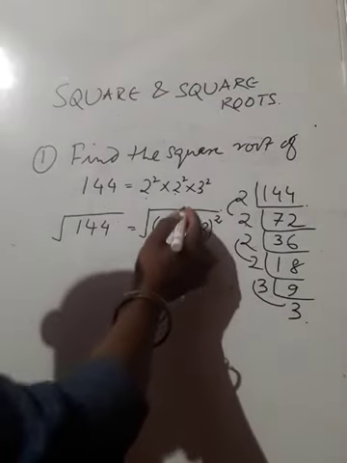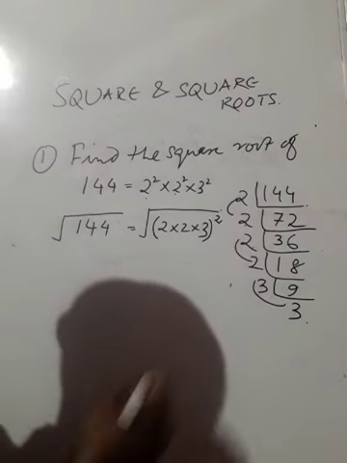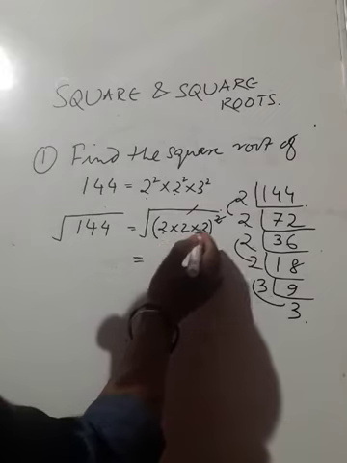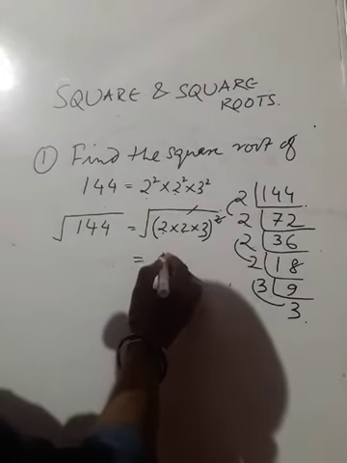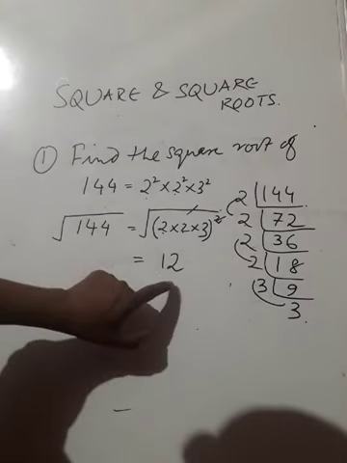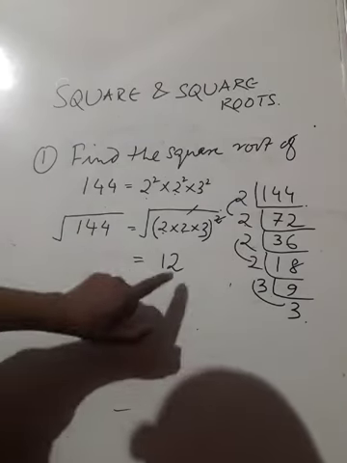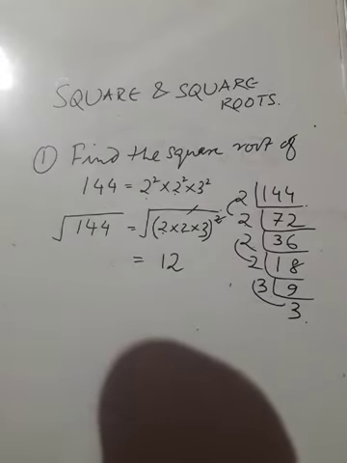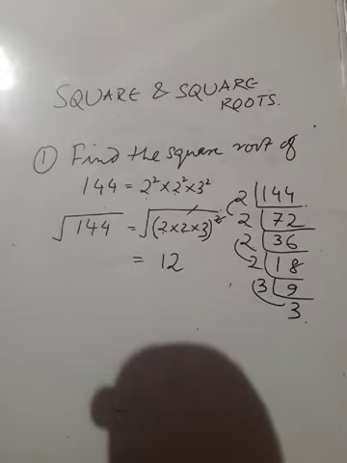Here square root and square gets cancelled. Here what I do, I cancel this. What I get? 2 2s are 4. 4 3s are 12. That means the square root of 144 is 12. 12 12s are 144. I guess you have understood how to find out the square root of any number.